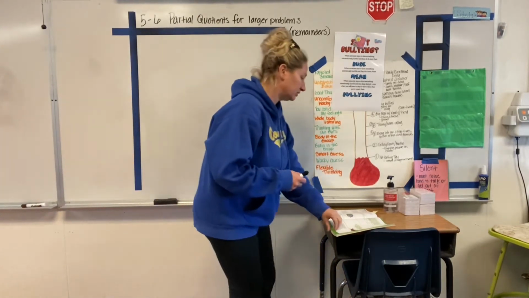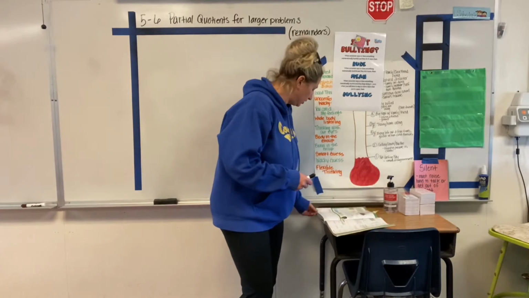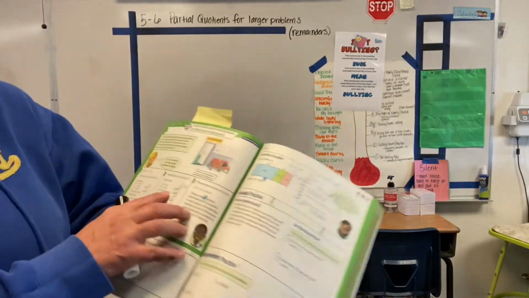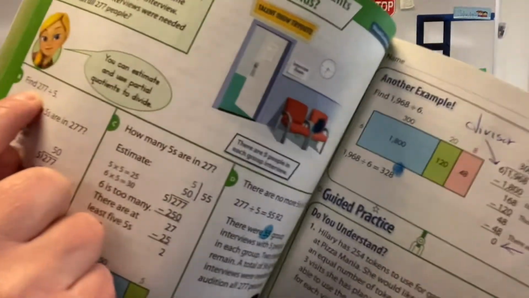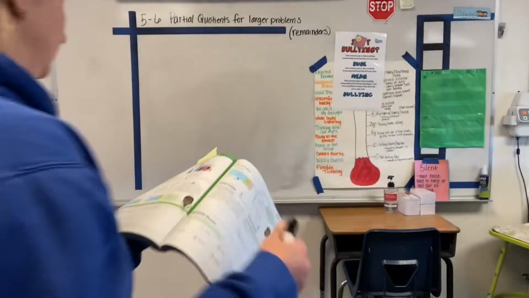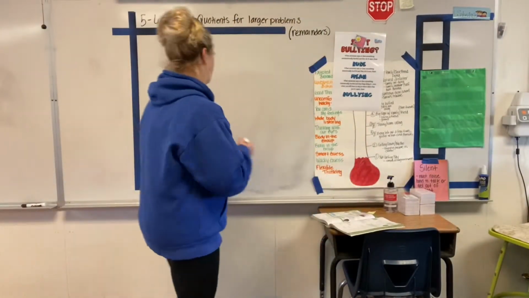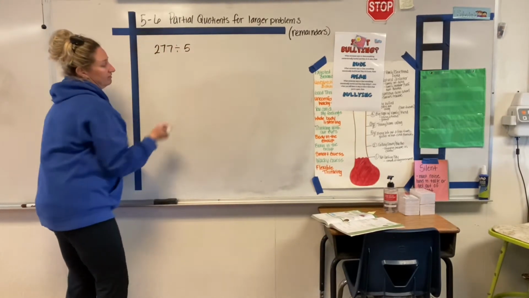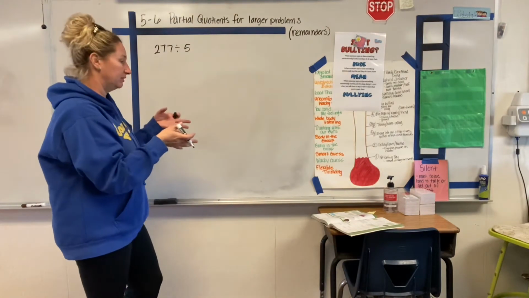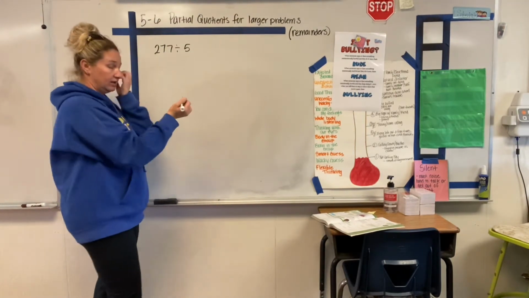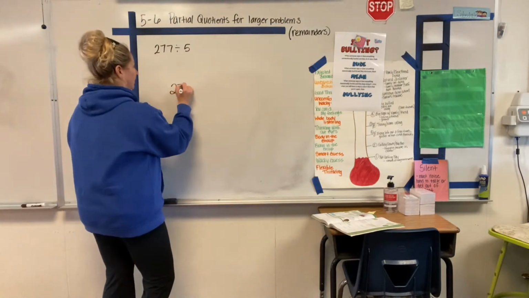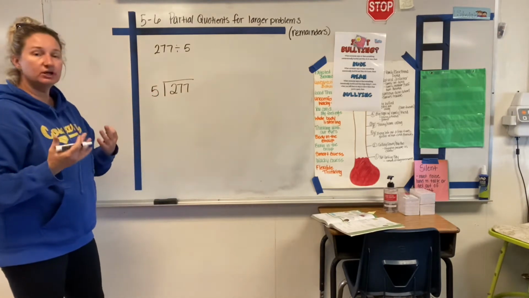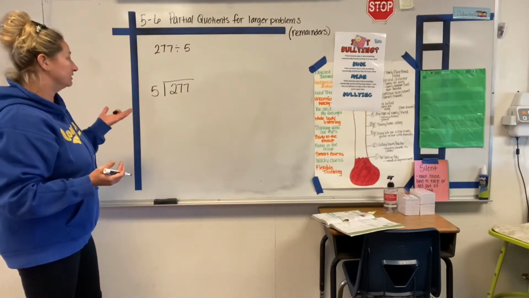So we're going to take a larger problem. I'm on page 190, and I'm looking in the middle of the page where they have 277 divided by 5. In the first part of that example, they write the problem vertically, 277 divided by 5. And they start by estimating how many times 5 goes into 27.